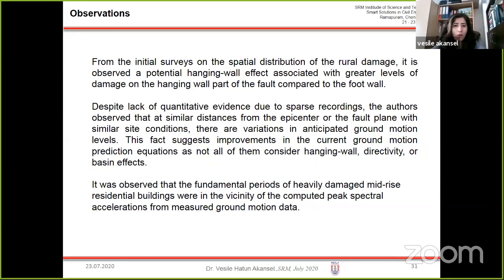Despite the lack of quantitative evidence due to sparse recordings, the authors observed that at a similar distance from the epicenter or fault plane with similar site conditions, there are variations in anticipated ground motion levels. This fact suggests improvements in the current ground motion prediction equations, as not all of them consider hanging wall, directivity and basin effects. It's observed that the fundamental periods of the heavily damaged mid-rise residential buildings were in the vicinity of the computed peak spectral accelerations from measured ground motion data.